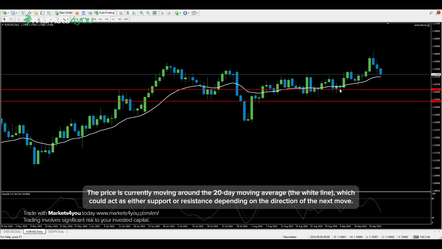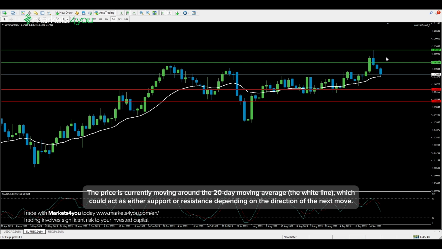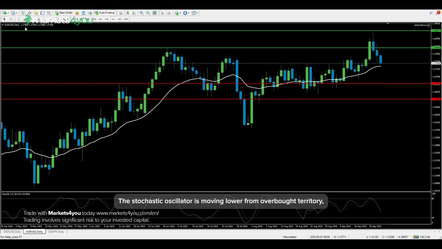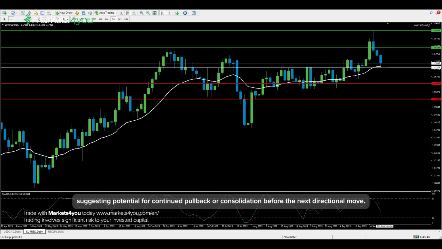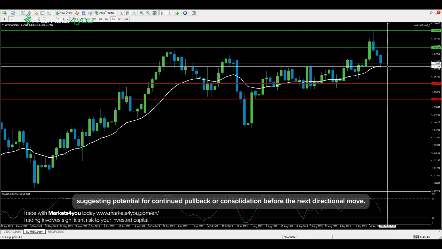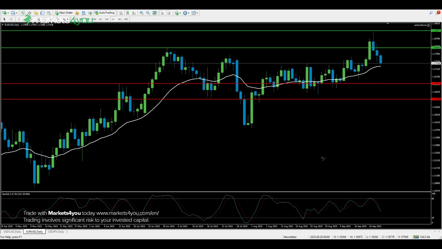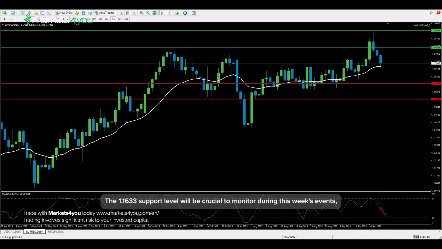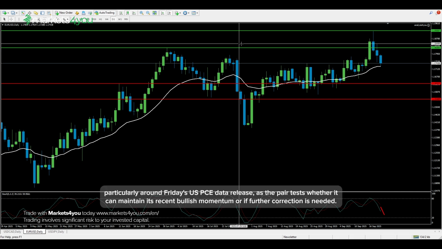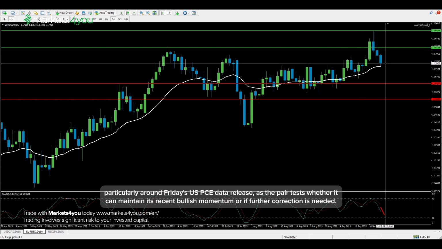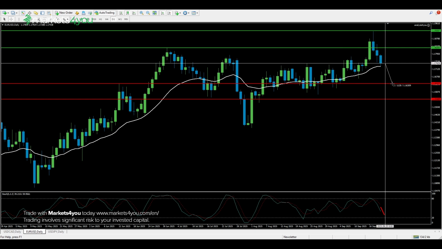The price is currently moving around the 20-day moving average, the white line, which could act as either support or resistance depending on the direction of the next move. The stochastic oscillator is moving lower from overbought territory, suggesting potential for continued pullback or consolidation before the next directional move. The 1.1633 support level will be crucial to monitor during this week's events, particularly around Friday's US PCE data release, as the pair tests whether it can maintain its recent bullish momentum or if further correction is needed.